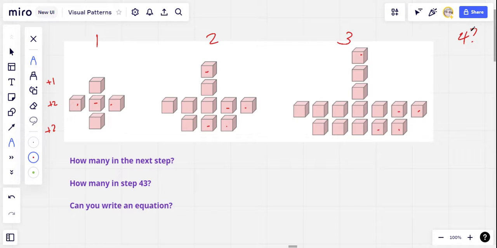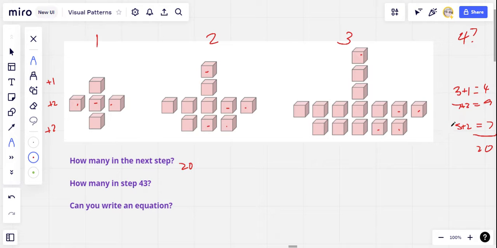So let's use that knowledge to predict the number of blocks in step four. Let's see. This middle row is already at seven. So if I added two to that, this would be seven plus two or nine, right? The bottom row here is at five. If I added two to that, that would be five plus two or seven. And the top is at three. If I added one more, that'd be three plus one equals four. So I get four plus nine plus seven. And I think that all adds up to 20. So my prediction for step four is 20 blocks.